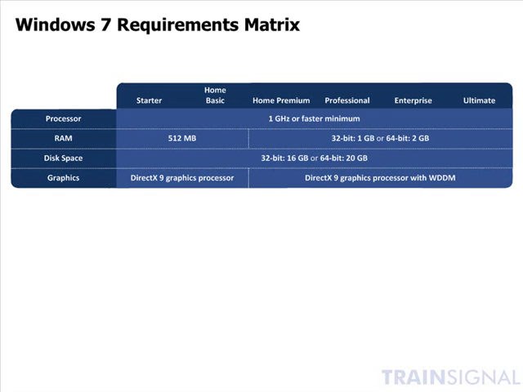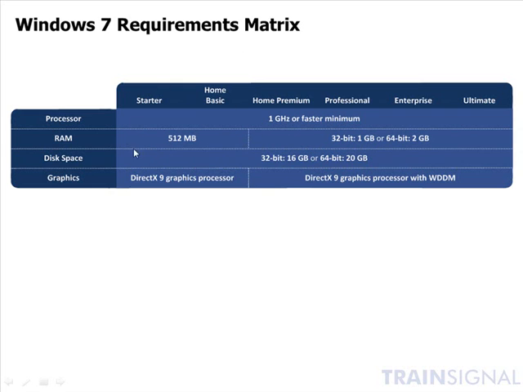As you can see here, there are 6 editions of Windows 7 that we've discussed previously. Every edition requires at least a 1 GHz or faster minimum processor. It's really hard to find that slow of a processor these days, so if you have a new system, it's much more likely to be faster.